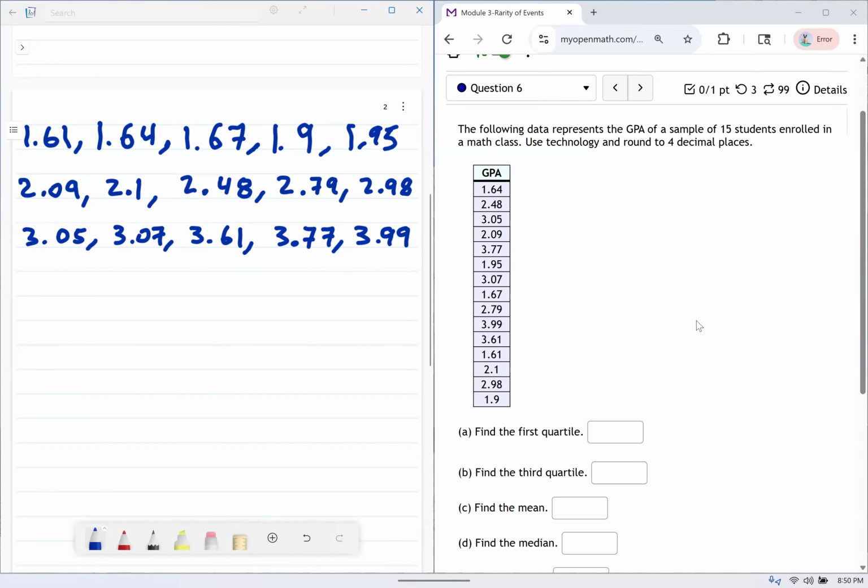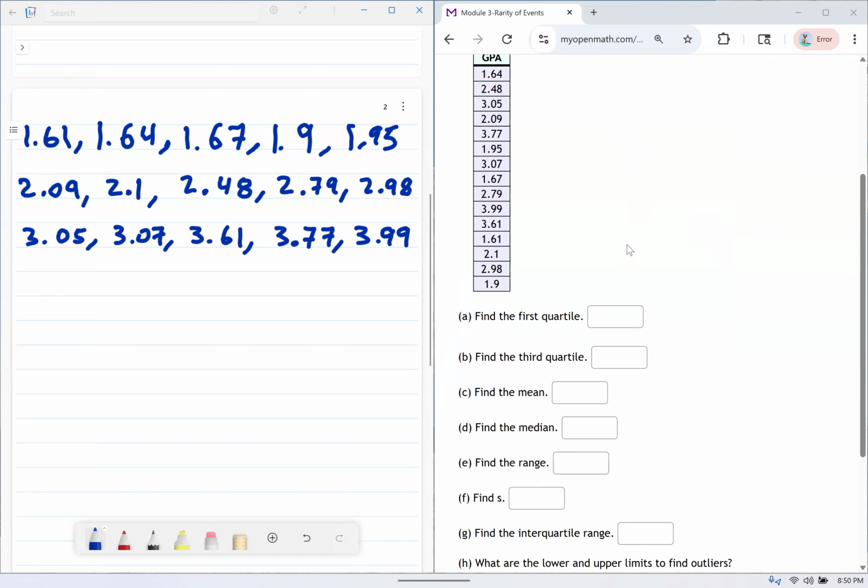Let's look at an example involving the rarity of events. In this problem, we're looking at GPA for 15 students, and I have the data here, but the first thing that I do when I have a list like this is I put it in order. So I've gone ahead and put this in order from smallest to largest.